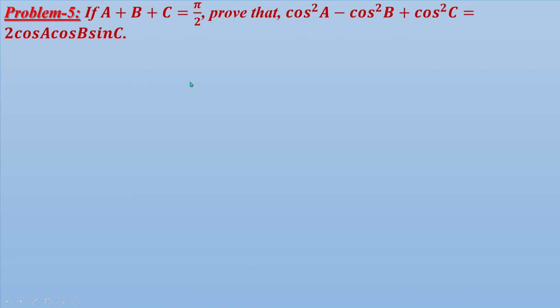Now problem 5. If the given condition is A plus B plus C equals pi by 2, but before it was only pi, but here it is pi by 2, we have to prove that cos square A plus cos square B minus cos square C equals 2 cos A cos B into sin C. Same way, just the given condition is different, pi by 2.